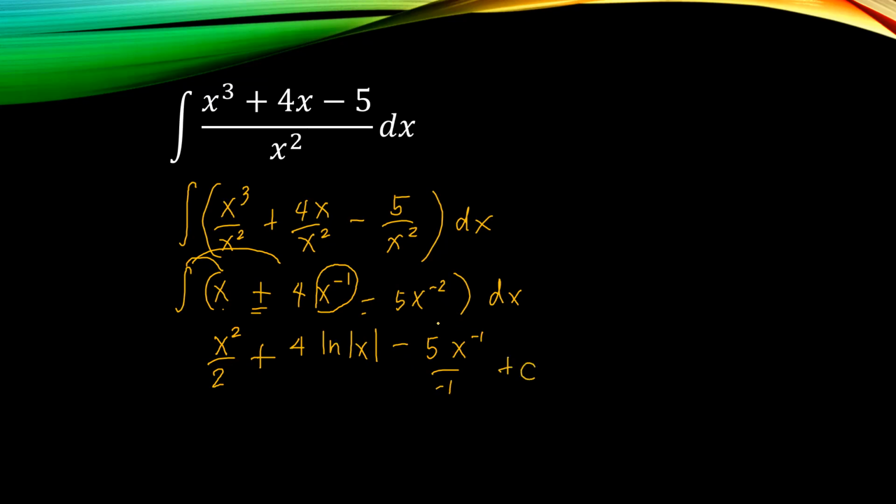Notice that we can still simplify the last term. So we'll have x squared over 2 plus 4 ln of the absolute value of x plus 5 over x plus c. All right, so that's it.